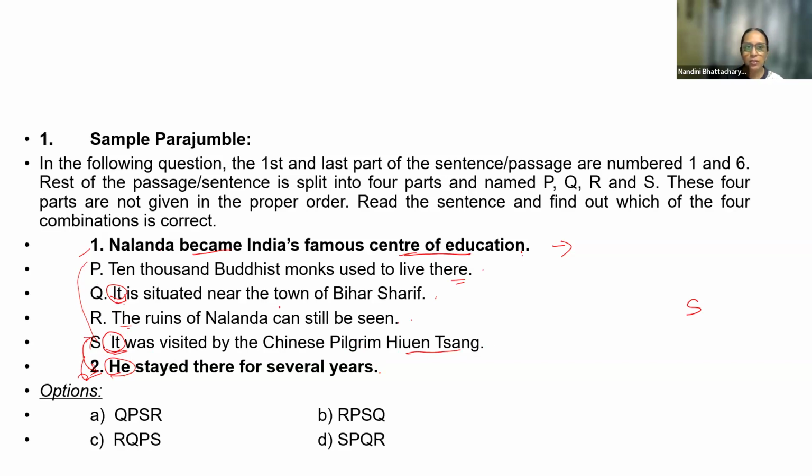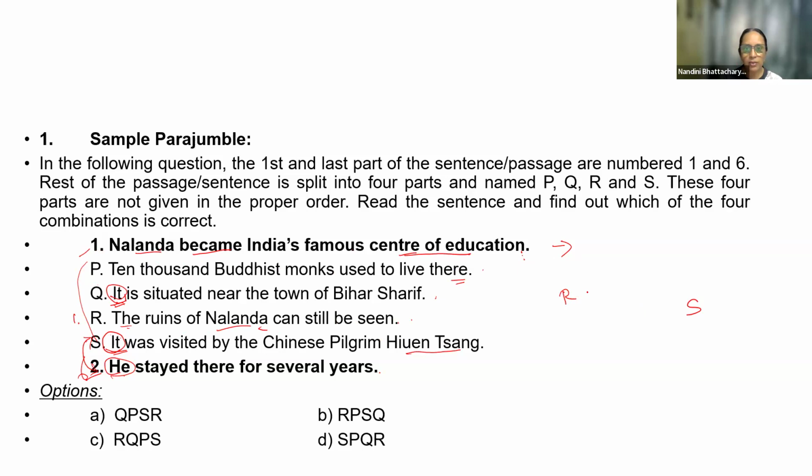So it is situated near the town of Bihar Sharif. We also have it begins with "it". And we have ruins of Nalanda can still be seen. Now, ruins of Nalanda can still be seen will not be a concluding sentence. So, can it go after the first introductory sentence? Seems like, yeah. So, ruins of Nalanda can be a first sentence after the introduction.